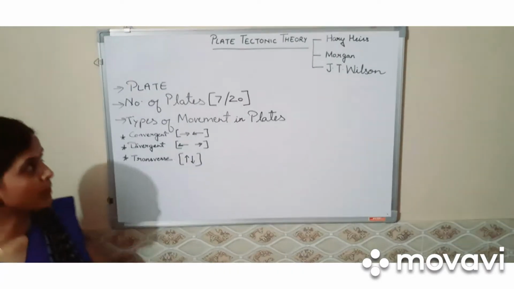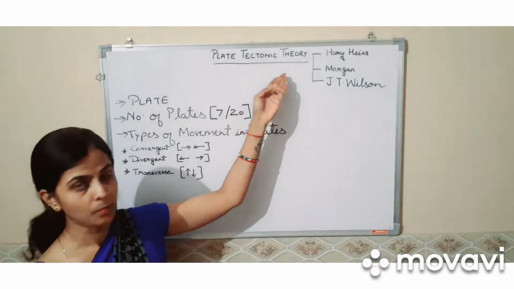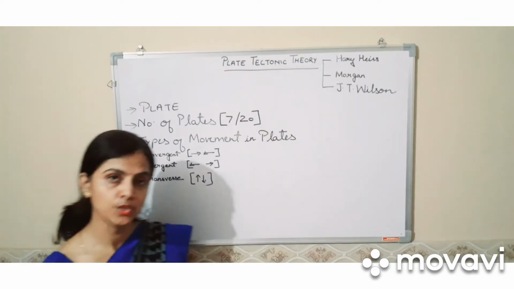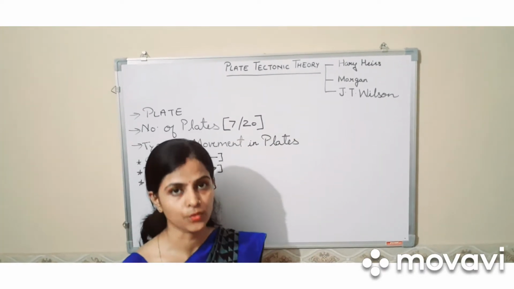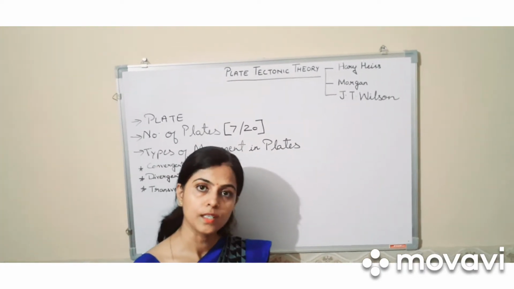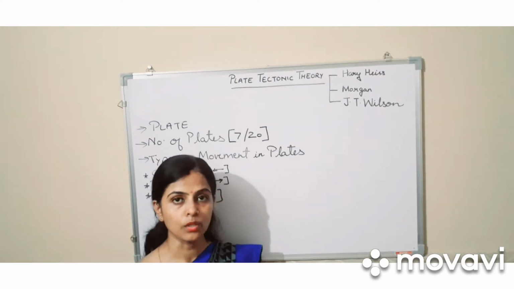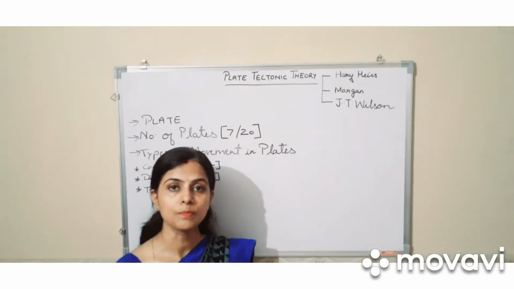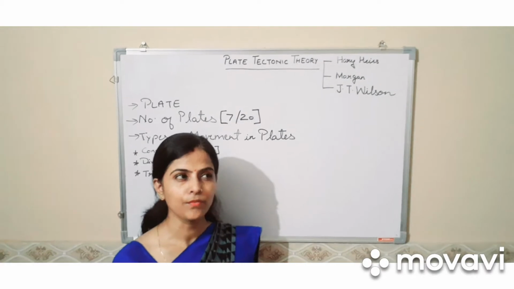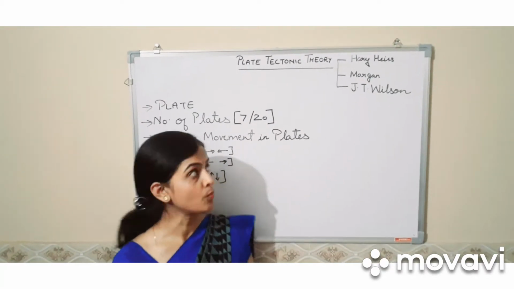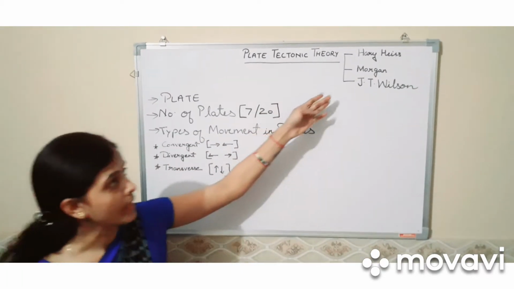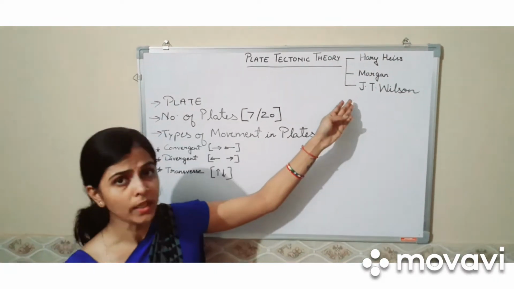Today I am going to explain plate tectonic theory. Plate tectonic theory is a modified version of the continental drift theory. In continental drift theory, we learned that all the continents were formed due to the split of Pangaea. But a few limitations were there. That's why this modified theory was prepared by this whole team.